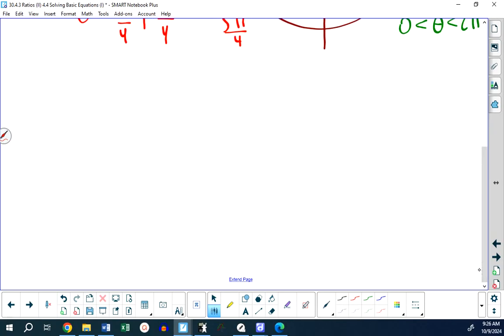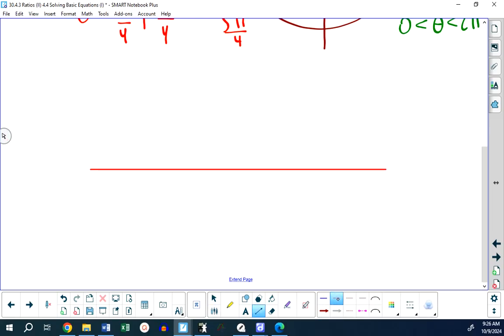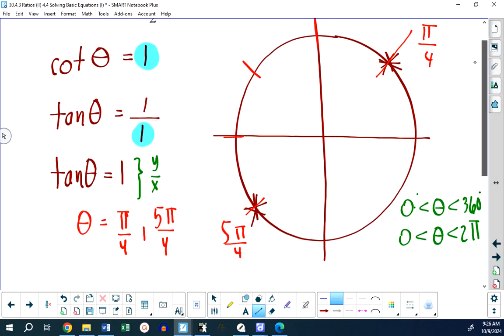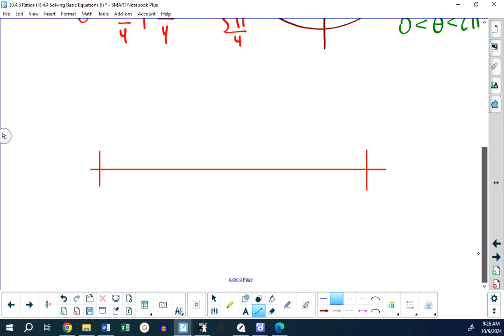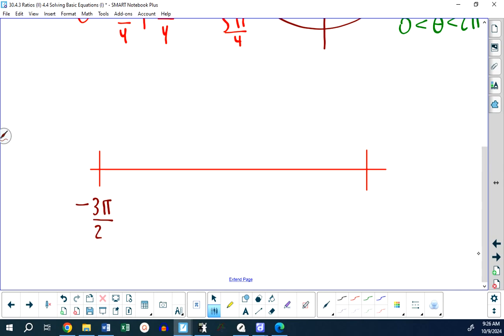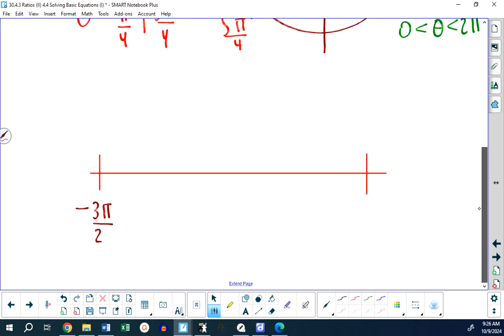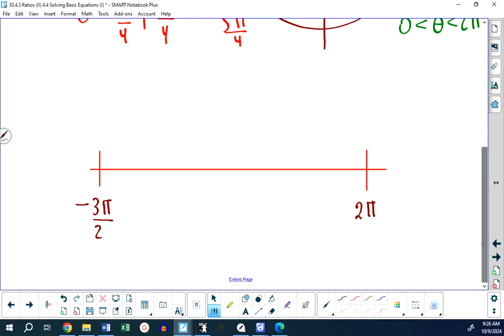Draw a number line. And on the left side of the number line and on the right side of the number line, put your maximum and minimum values that you're allowed to have for theta. It says from negative 3 pi over 2 to 2 pi. So 0 is someplace in here, right? 0 is probably about here.